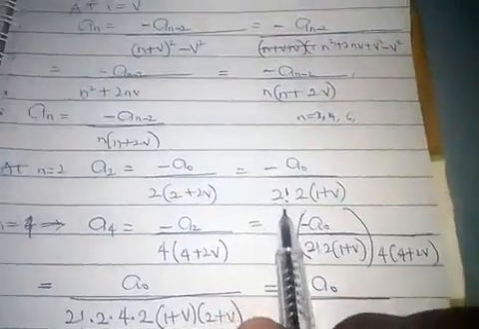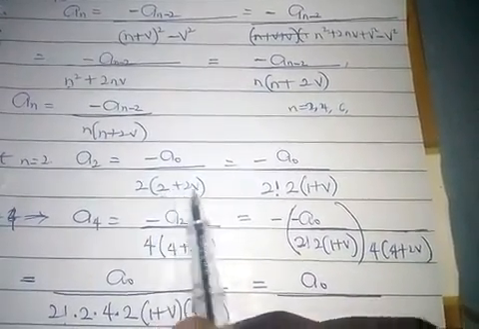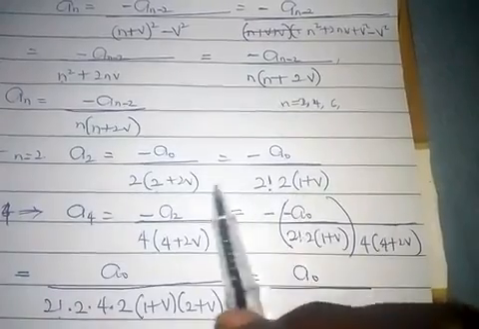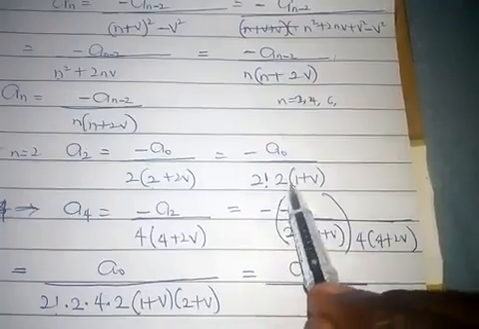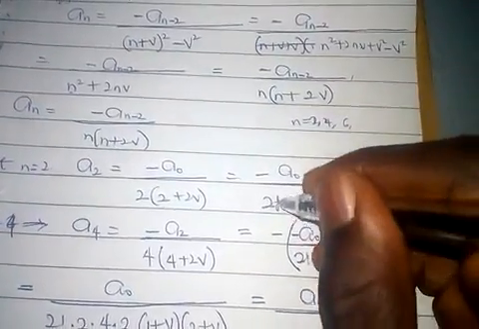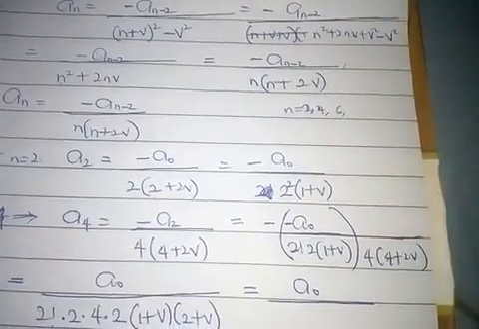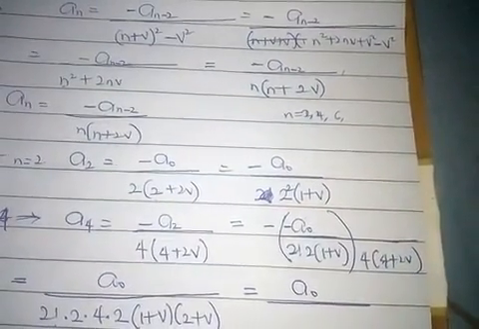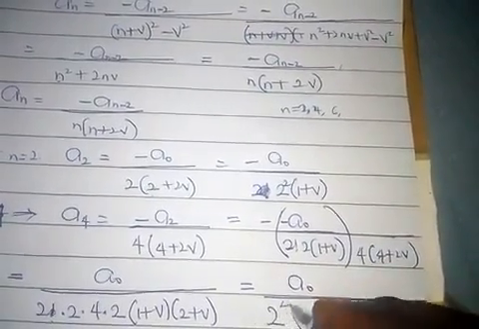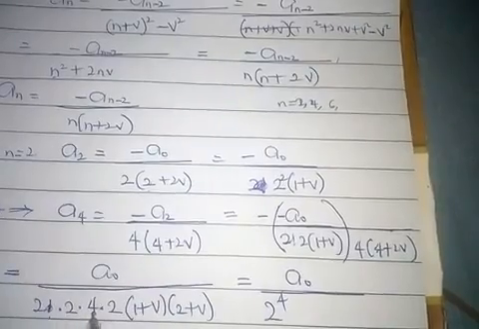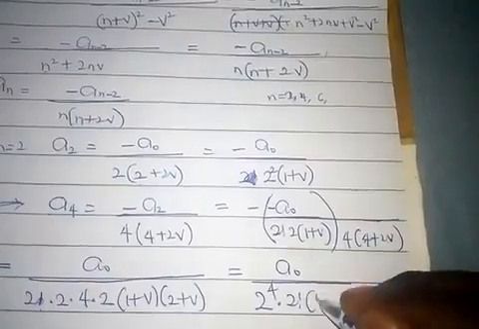So I'm sorry, let's go back to see this place. Yeah, if we factor it out, it will be 2 times 2, which is 4. So this one is not 2 factorial 2, it will be 2 raised to the power of 2. Then this one will be 2 raised to the power of 4, times 2 here is 2 factorial.